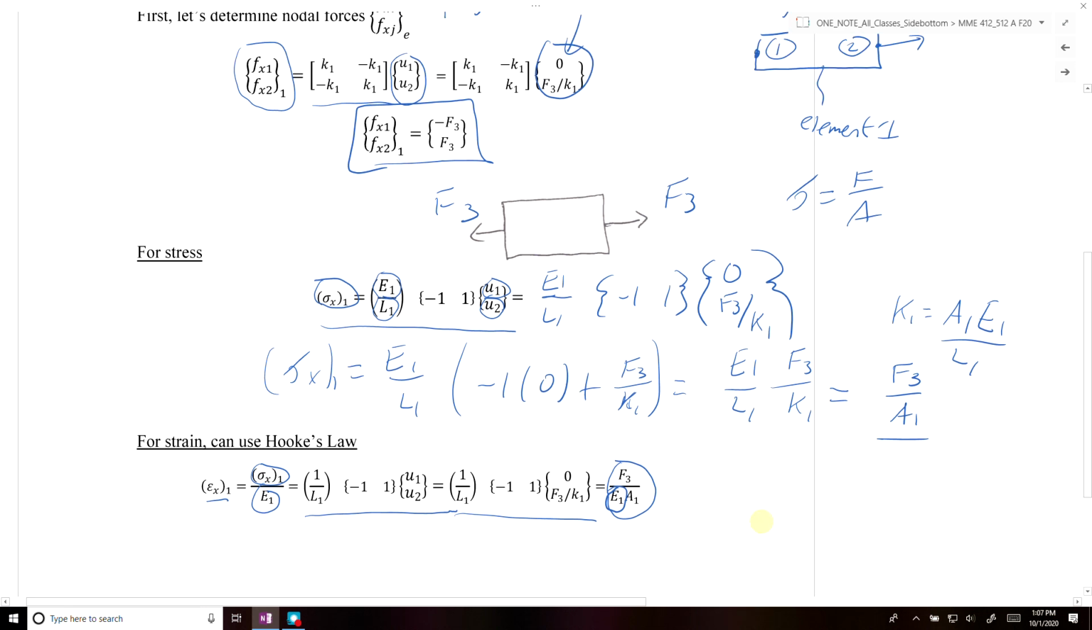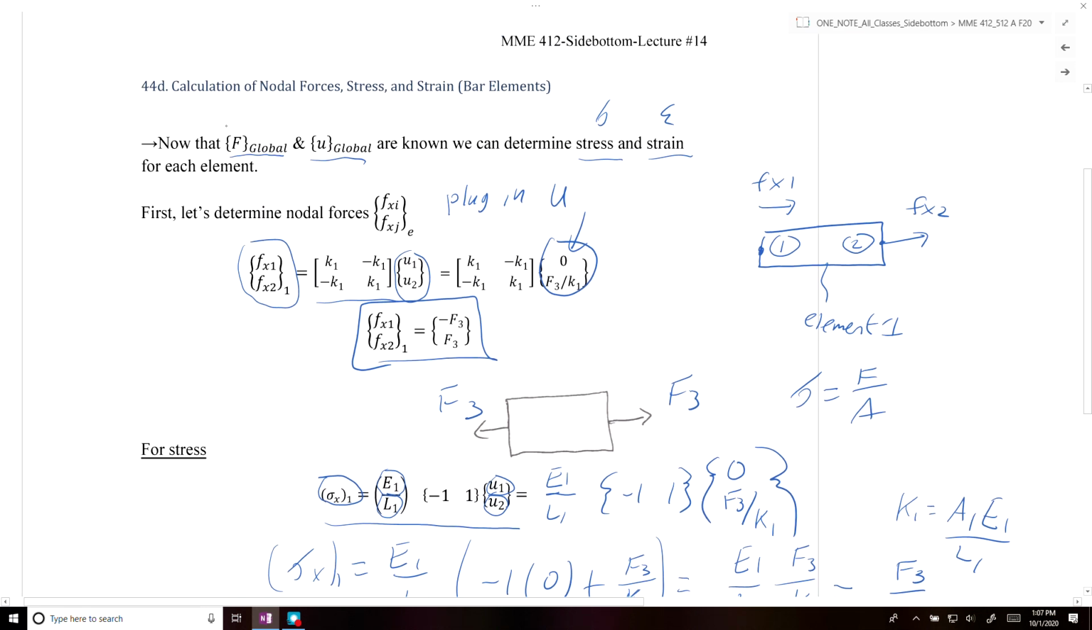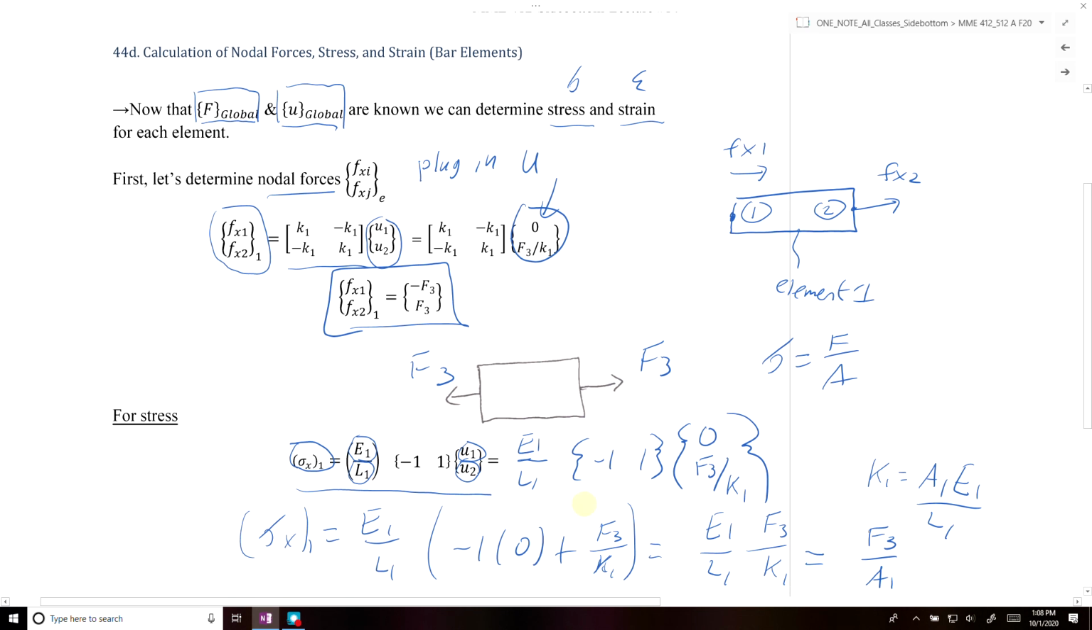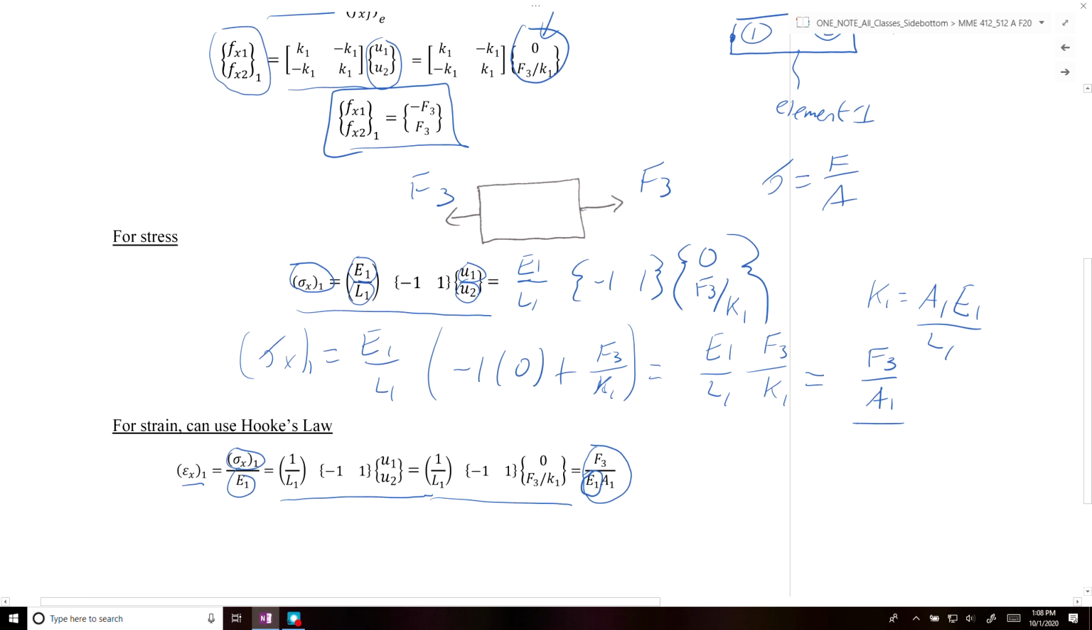So in short, once you have the global force matrix and the global displacements, you can calculate the nodal forces. In addition to that, using the displacements, you can calculate the stress and the strain within each element using the stress and strain equations that we've defined here.